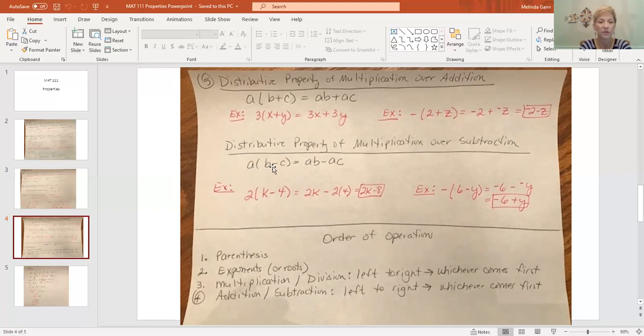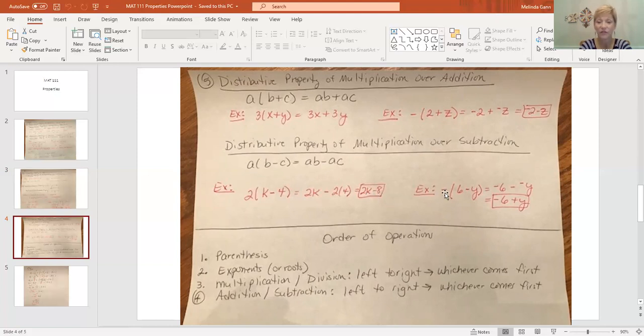Similarly, it works over subtraction as well. So A times B and then minus that A times C. So here's an example. You'd have 2 times K, which you write as 2K, and then minus, and then you'd have 2 times 4, which of course is 8. So you'd have 2K minus 8.